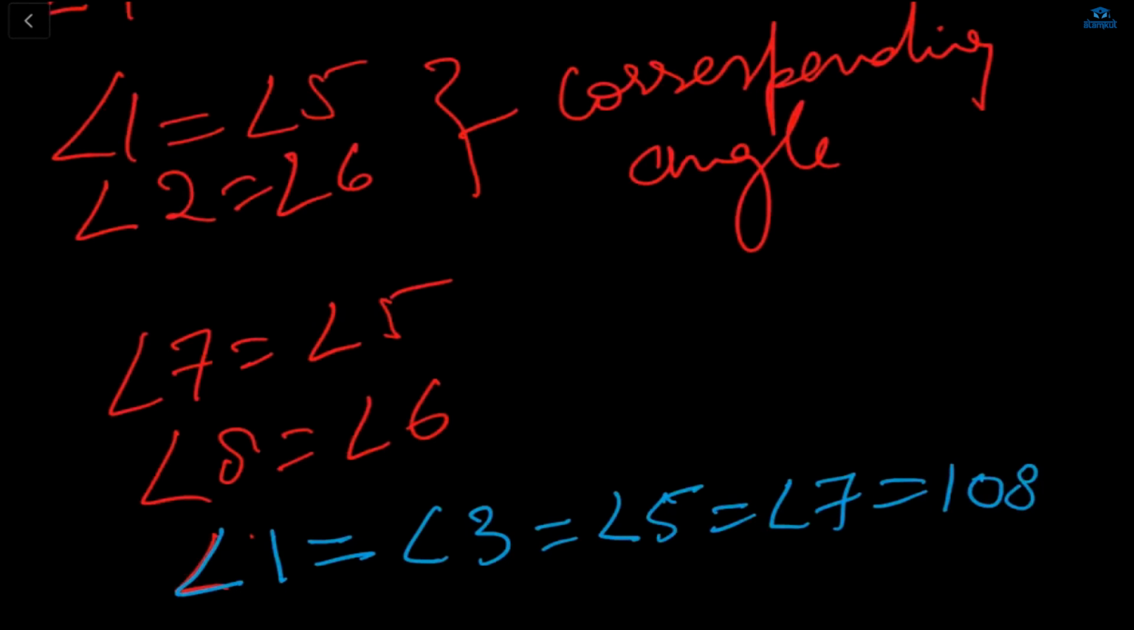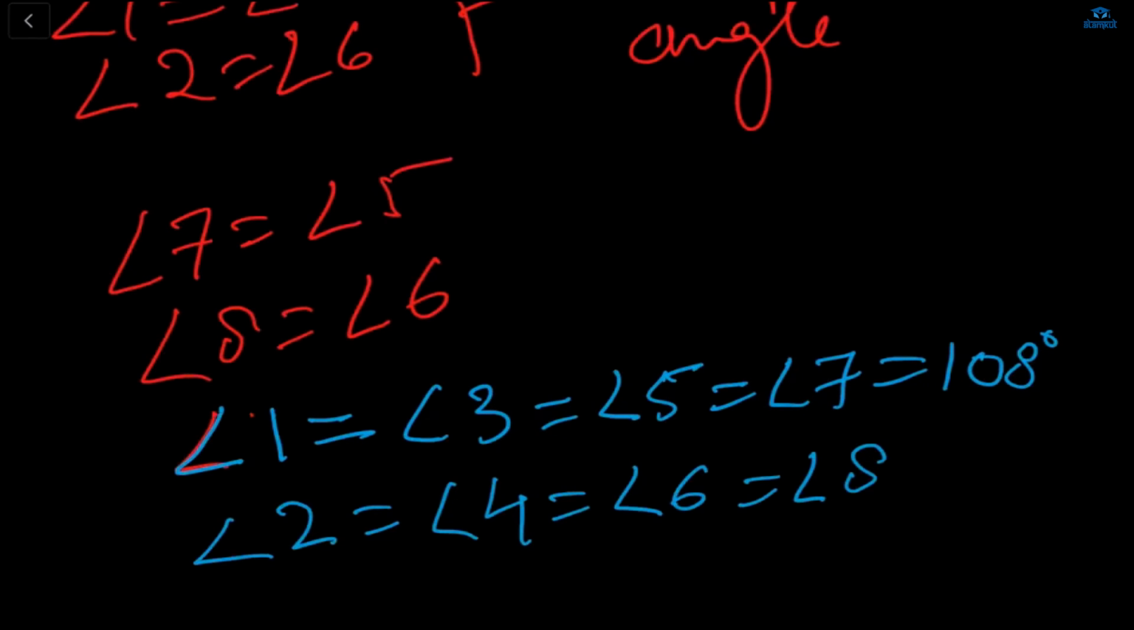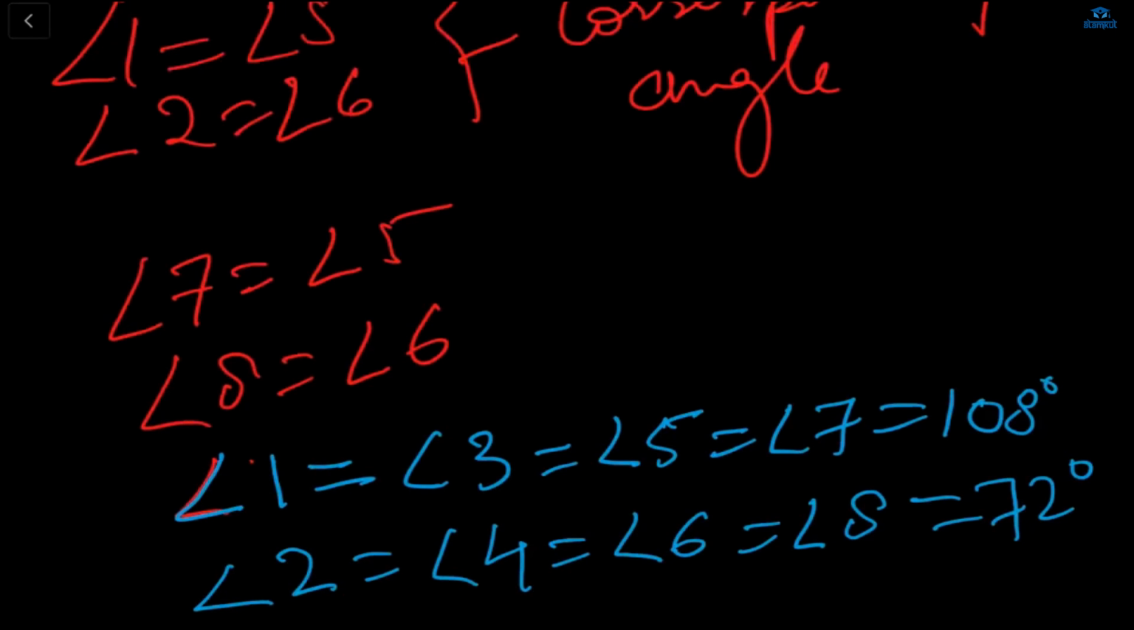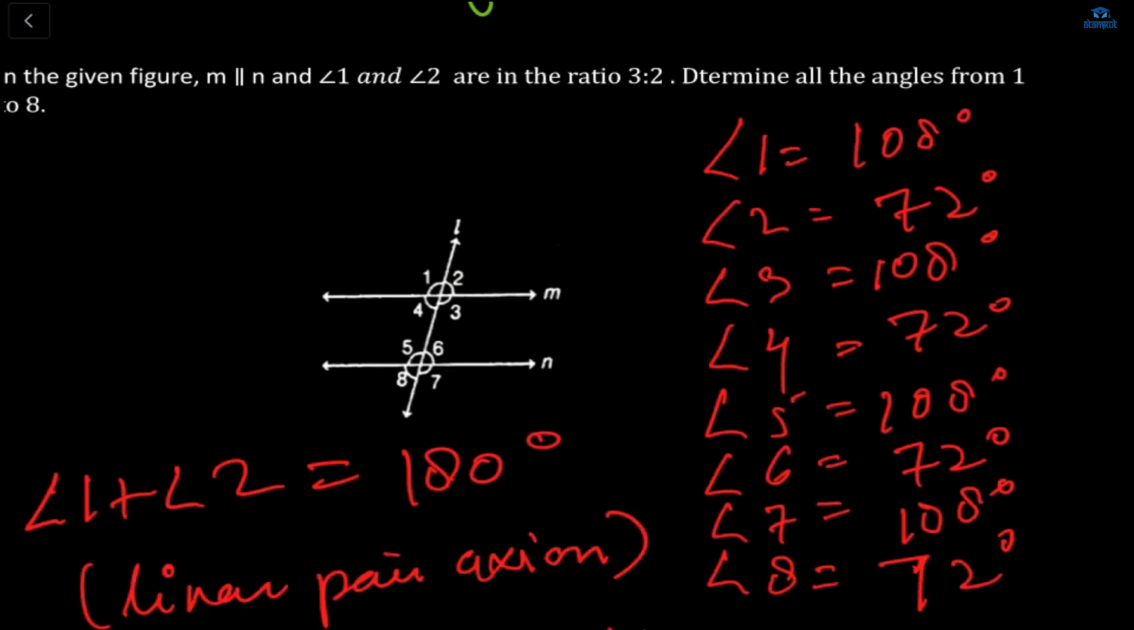Angle 2 is equal to angle 4 is equal to angle 6 is equal to angle 8, is equal to 72 degrees. All the evens are equal, all the odds are equal. Yes, ma'am, that's what I got. And I have written how they are equal: which are corresponding angles, which are alternate opposite angles, which are interior angles. Just remember all that.